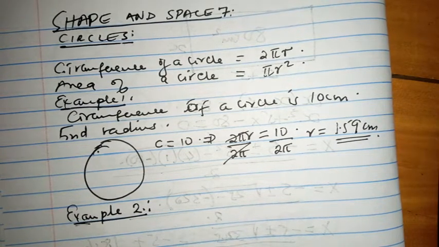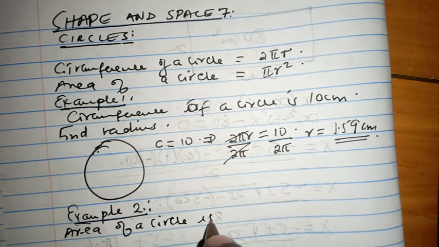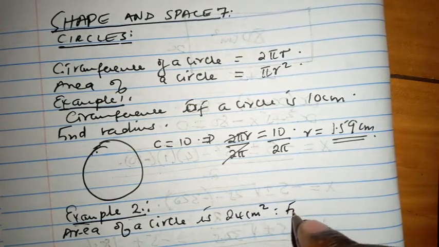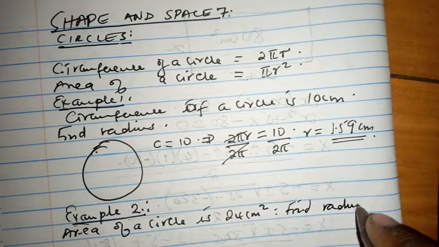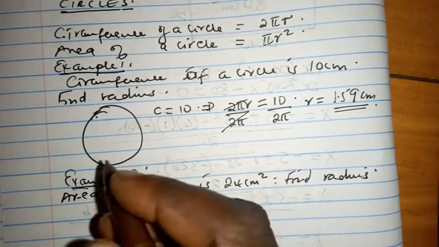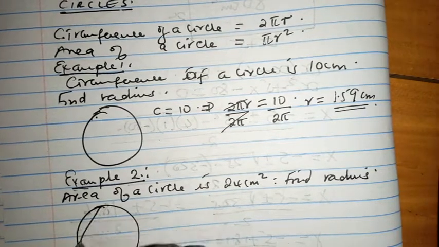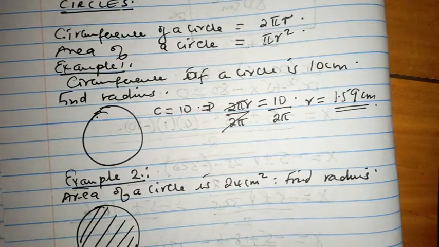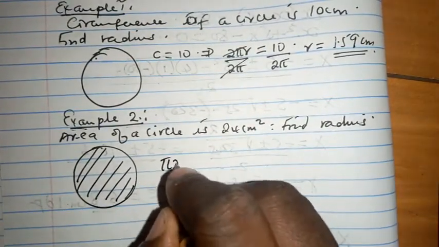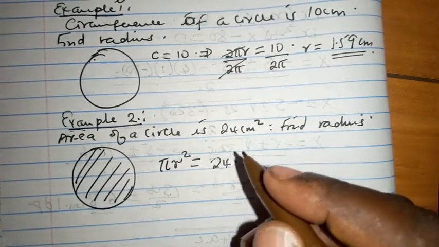Example 2: the area of a circle is 24 centimeters squared. Find the radius. You see, the question is find the radius. Again, the formula for the area of a circle: this area is 24 centimeters squared. So we know the area of a circle, pi r squared, is 24. So we need now to get the radius.